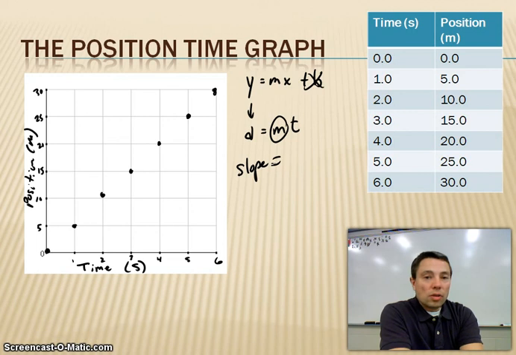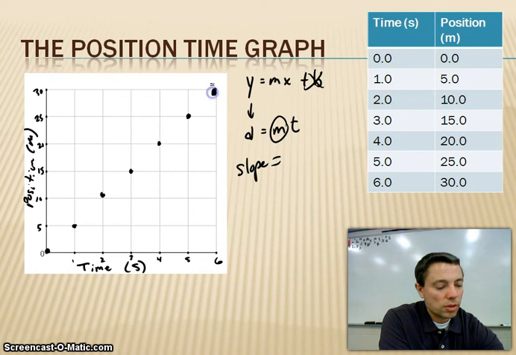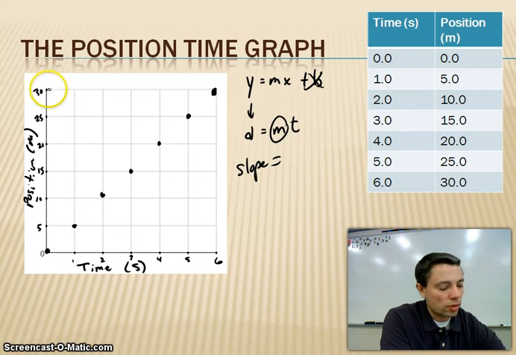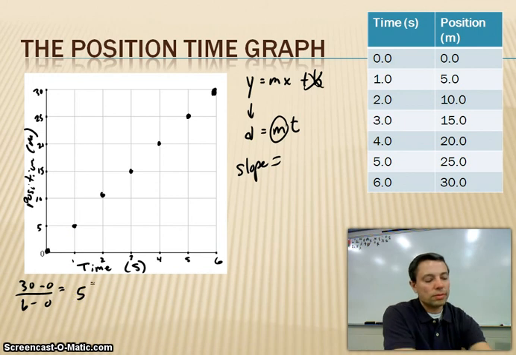Now we can find slope, and we know how to find slope. It's the y's over the x's. So if I said, let's take my y positions over my x's, I'd take my y's, which was 30 minus 0, over 6 minus 0. So I'm taking this point here and this point here. I reduce that down, and I find that I get 30 over 6. Okay, 30 over 6 reduces down to 5. So I have a slope of 5.